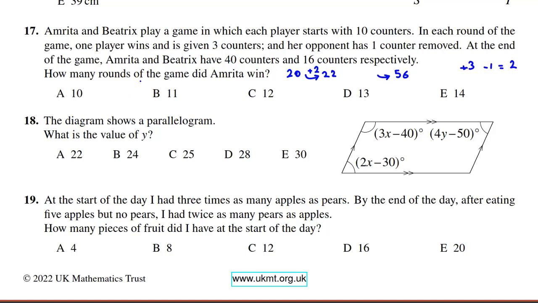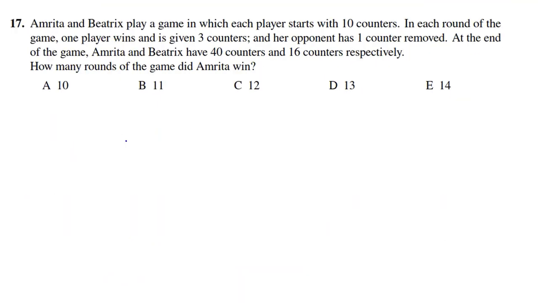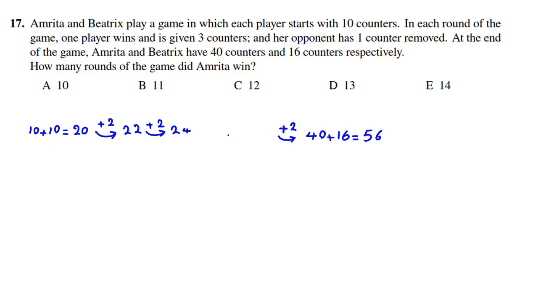But what was the problem asking? How many rounds of the game did Amrita win? So let's calculate. Let's write this again. We said we had 18 games. Why? Because at first we have 10 plus 10, 20 counters in all. After the first round, we have 22. After the second round, we have 24. And at the end, we have 40 plus 16, which will be 56. At first, I want to see how many rounds there are. 56 minus 20 over 2 is 36 over 2. We had 18 games.